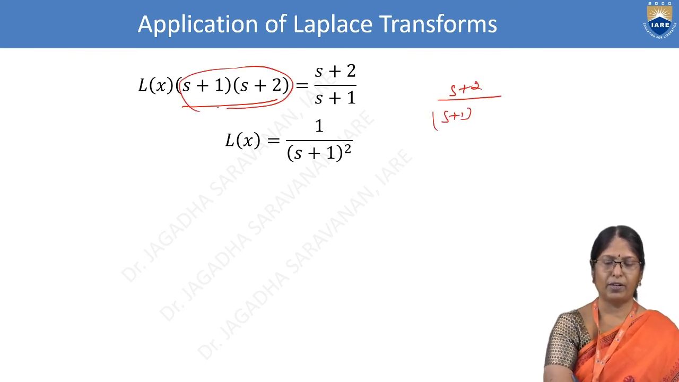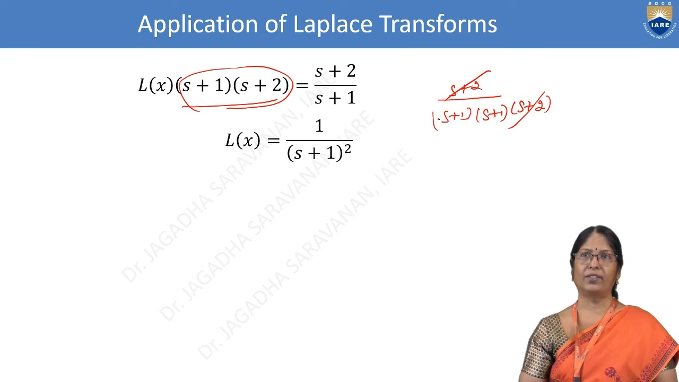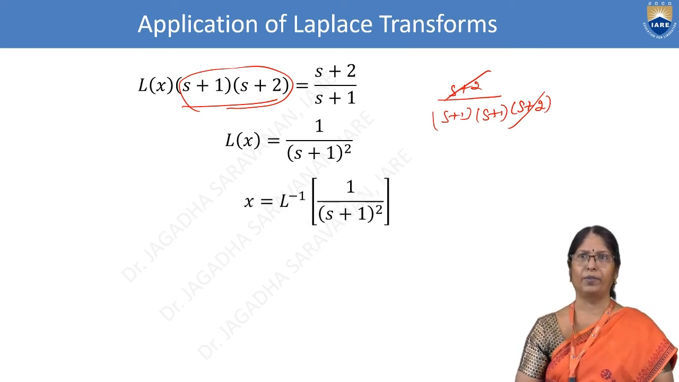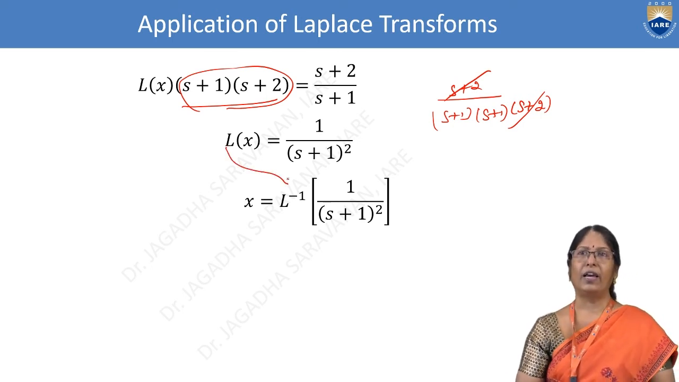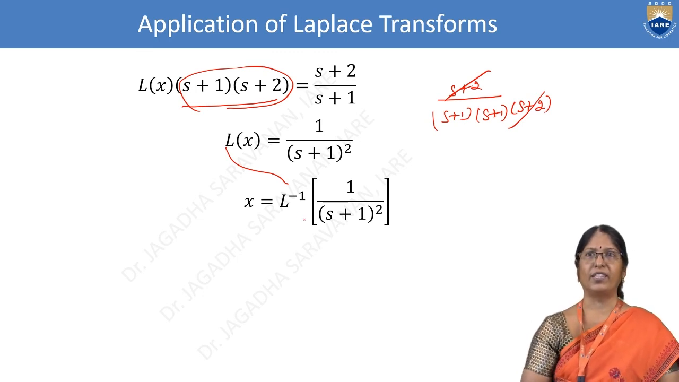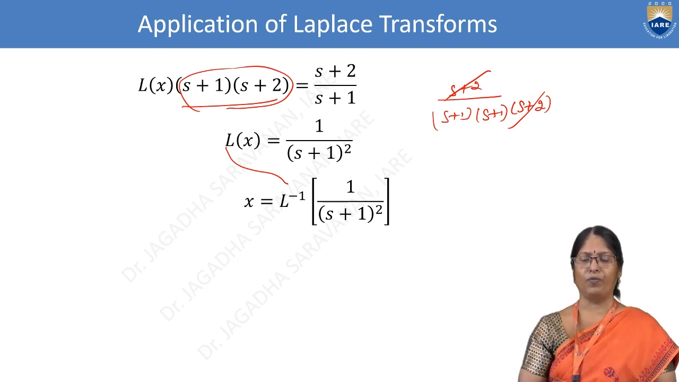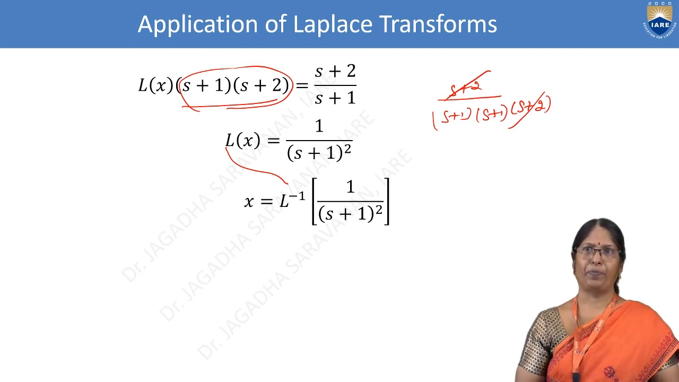So the next step here, s plus 2 divided by s plus 1. The common terms we are bringing here, so s plus 2, both get cancelled. So 1 by s plus 1 the whole square. Now the L we are bringing here as L inverse. Now L inverse, that is inverse Laplace transform of 1 by s plus 1 the whole square.